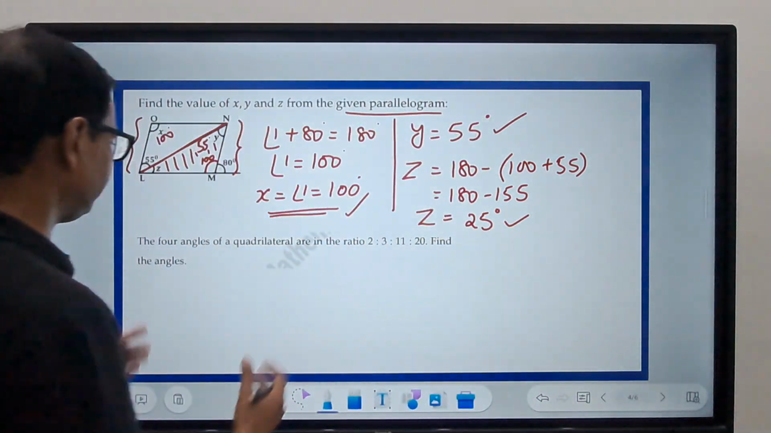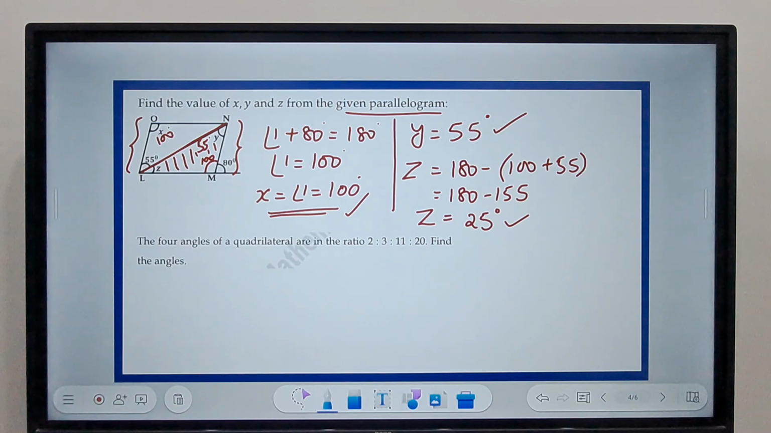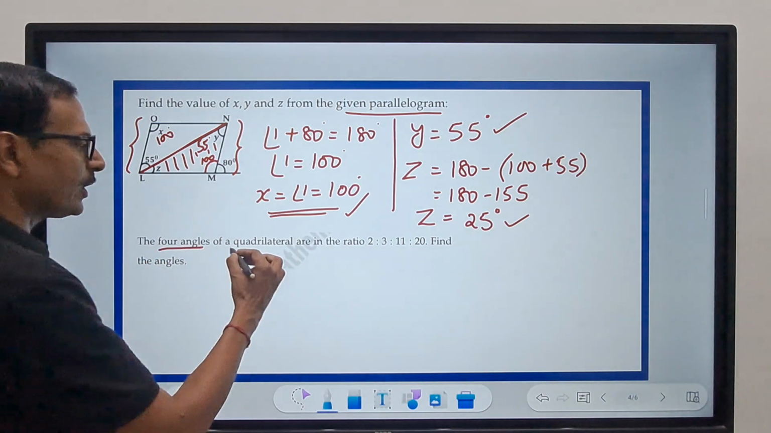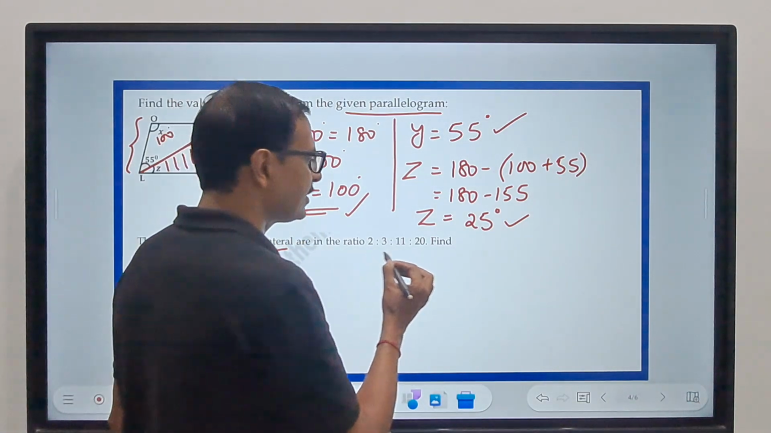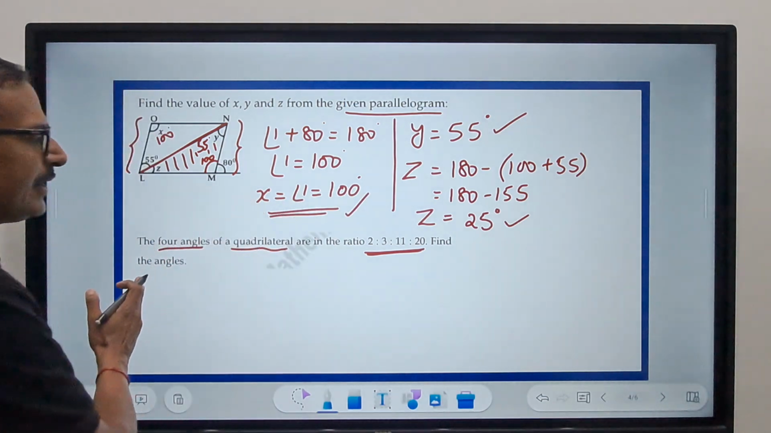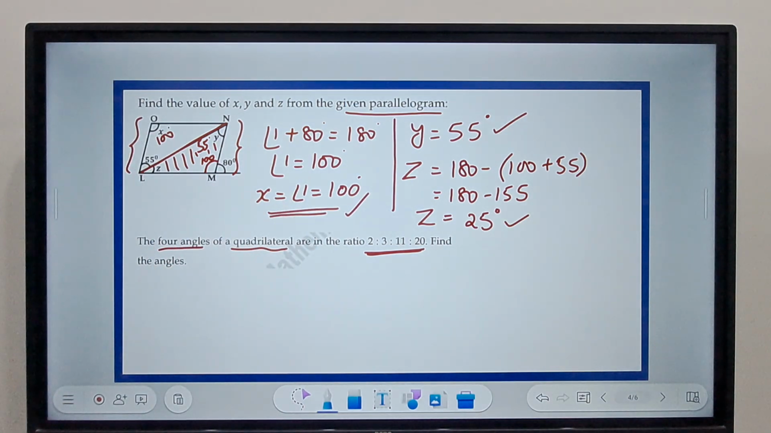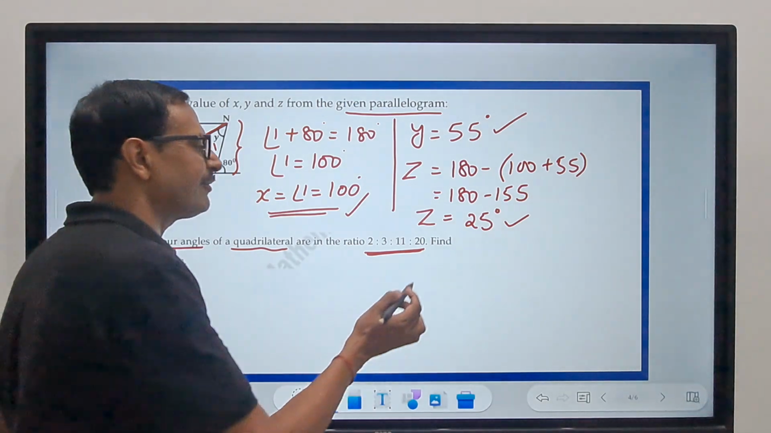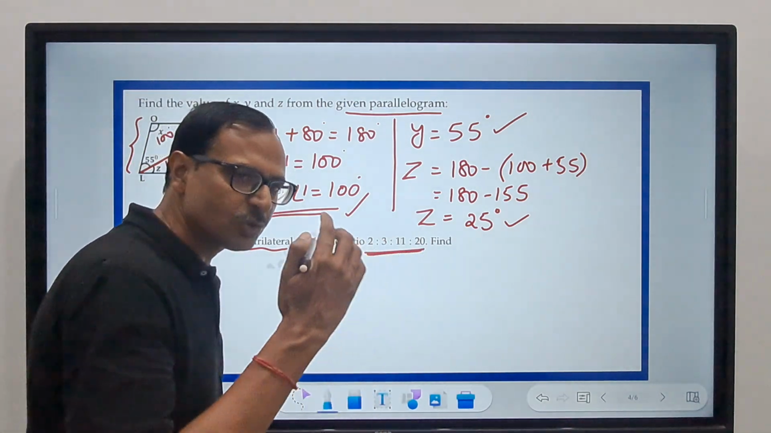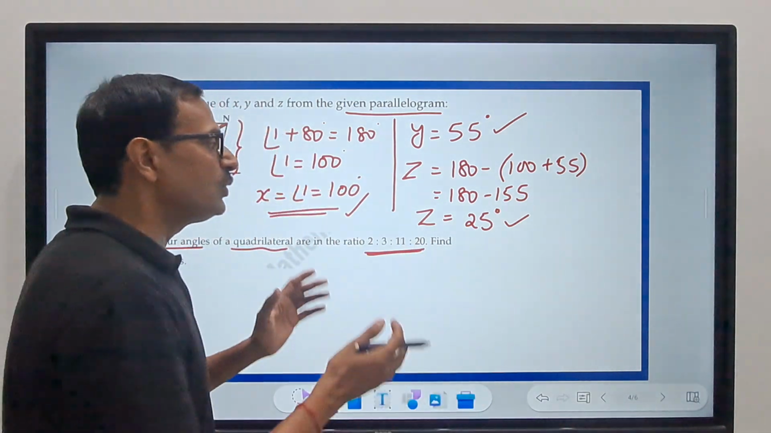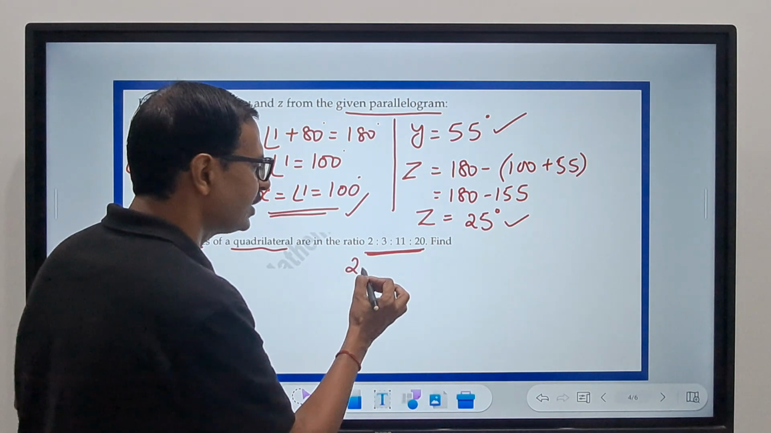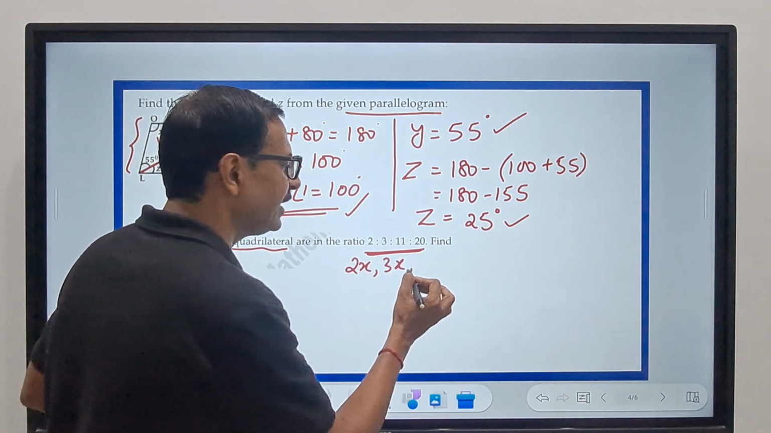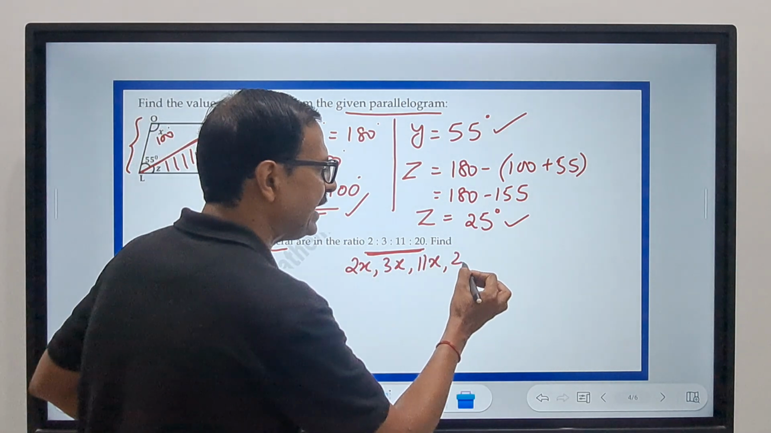Okay, let's see another one. Ratios. There are four angles obviously in a quadrilateral, and the angles are given in this ratio. We need to find the angles. Pretty easy question, and I think most of the students will know this already. But you should know that whenever we are given the ratio of two things, three things, four things, you have to assume them as 2x, 3x, 11x and 20x.